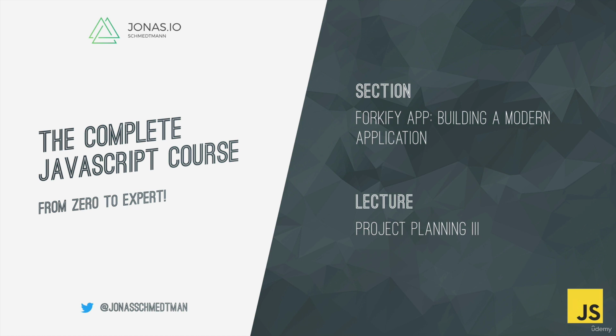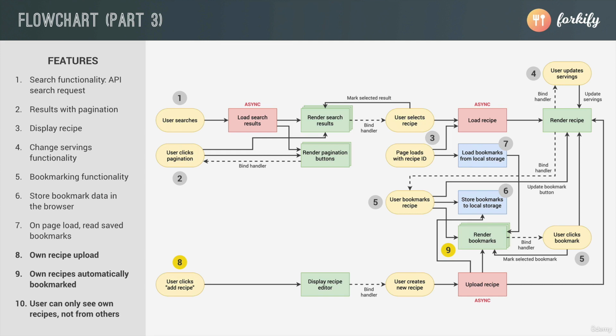So after a couple of very long videos, let's now take a breath and take a minute to discuss our next step in implementing this project. So at this point, we have implemented all the features from 1 to 7, and now all that is left to do is steps 8, 9, and 10, which are all about the user being able to upload their own recipes. So whenever the user clicks the Add Recipe button that's in the menu bar, all we want to do is to display a recipe editor.